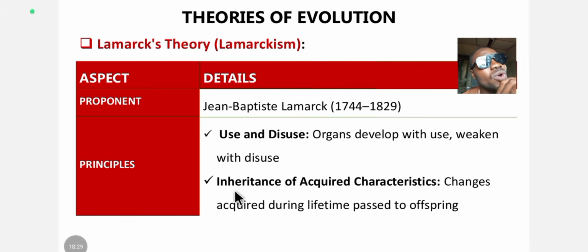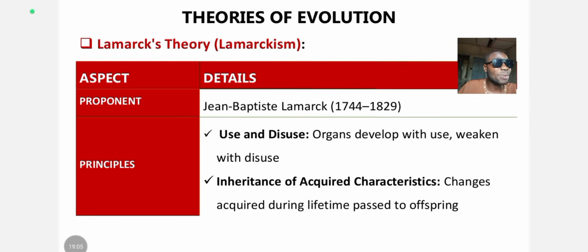Now let's look at the principle of this theory. The principle is the inheritance of acquired characteristics. This theory was disproven. We want to understand how it works, and also its limitation, because acquired characteristics cannot be inherited.